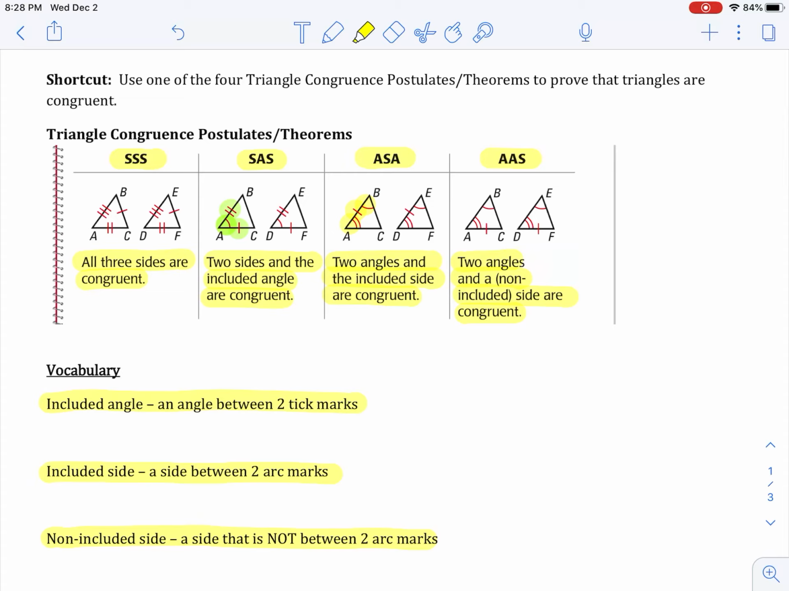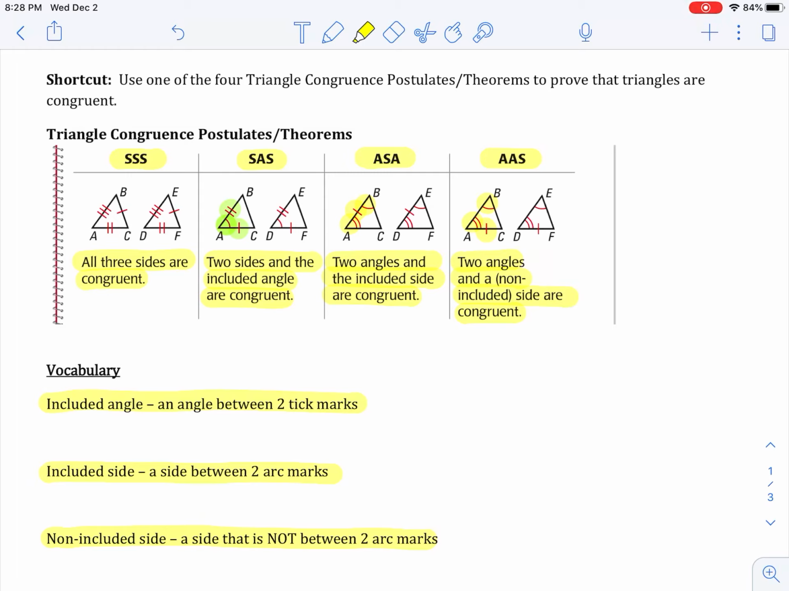So notice how the tick mark in this last picture on both triangles, look at this little single tick mark. It is not right between these two arc marks, right? If you look at that tick mark, it's marking side AC. Well, there's an arc mark on A, but not on C. That makes it what's called a non-included side, all right?